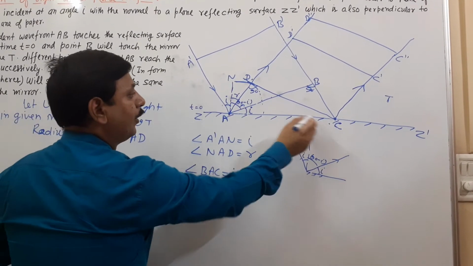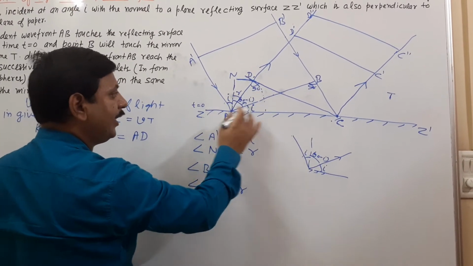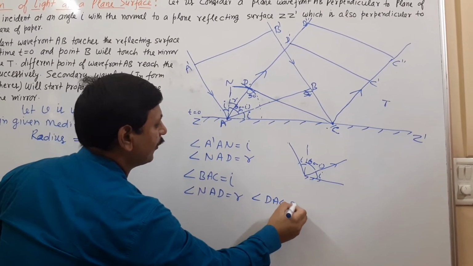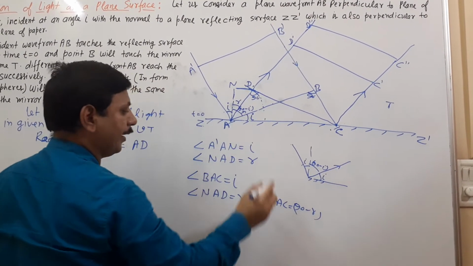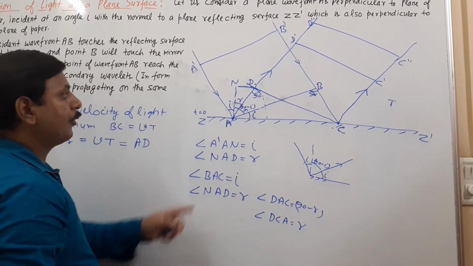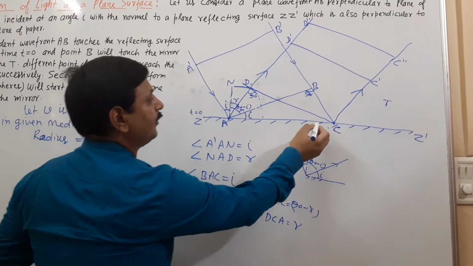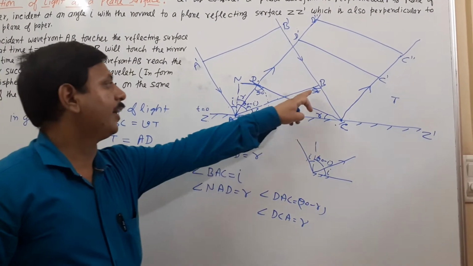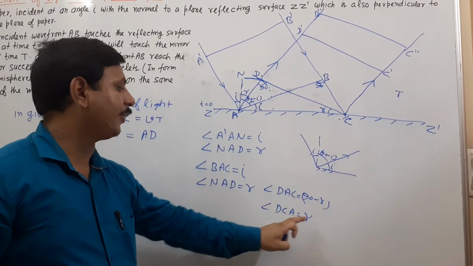NA is perpendicular to AC. That's why angle DAC is equal to 90 minus R. So this angle DCA becomes R, because this is 90, this is 90 minus R, so this angle becomes R. So if you look carefully, angle BAC is equal to I, angle DCA is equal to R.